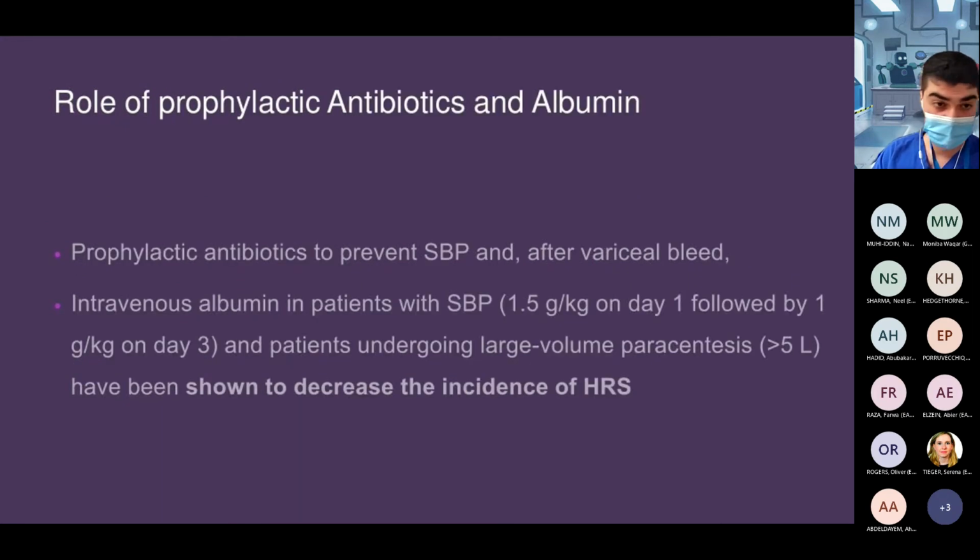So role of prophylactic antibiotics and albumin, there's quite a lot of current studies being done, especially in Europe, looking at outpatient albumin for patients with liver disease. It's something that's currently being investigated. No significant evidence currently is available to suggest that that's something that we should be doing as a routine thing. The one thing that we do know is that after patients do develop SBP once, we always keep them on prophylactic antibiotics because the chance of them developing SBP again in the future is very high.